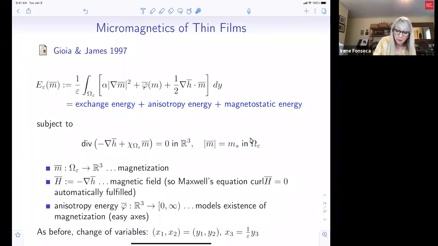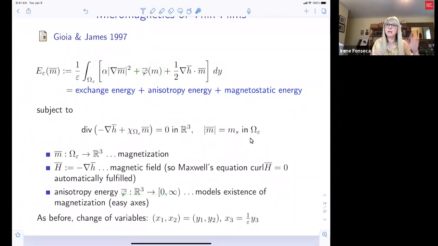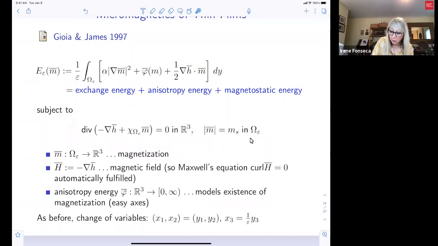And now you have a field M bar. This is going to be an isotropic energy that favors the easy axis. It's this, which basically could be like multiple well energy. And then, this is the usual exchange energy, and this is the magnetostatic energy, which basically, the field H bar and the M bar are related through Maxwell's in this way. And normally also you assume that M bar has norm 1, or some norm which is fixed.